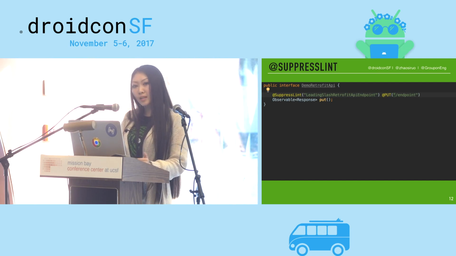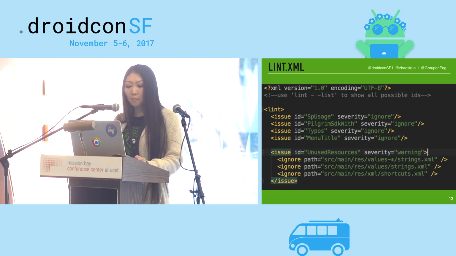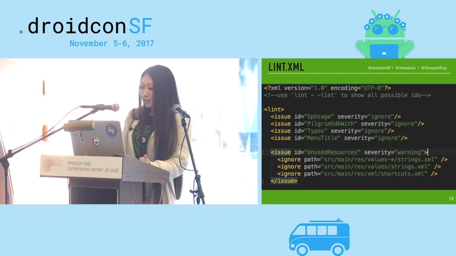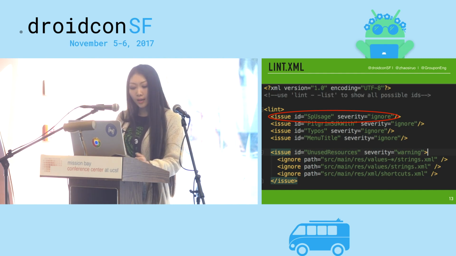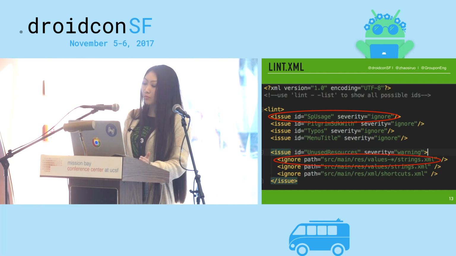Next is my favorite, and it's probably the most powerful way, lint.xml. This is a snippet of the lint.xml for the Groupon app. It is on the root level of the project. As you can see, I can choose to ignore an issue by changing the severity level. I can also bump up the severity level, of course. And next, I can also choose to ignore some paths for an issue. This is particularly useful if you have an app that's been there for a while.